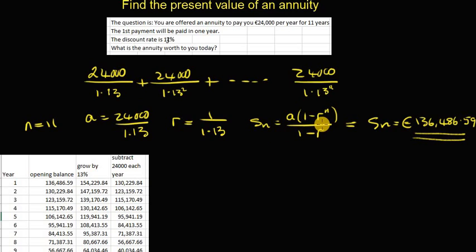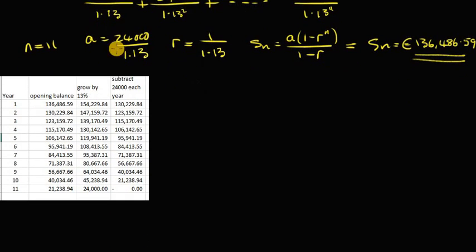This is your S of n, your sum of a geometric series, and when you plug it into your calculator, you're going to get this here, 136. So this amount of money here apparently is enough, growing at 13%, to fund you 24,000 per year for 11 years. Let's have a look at the Excel.